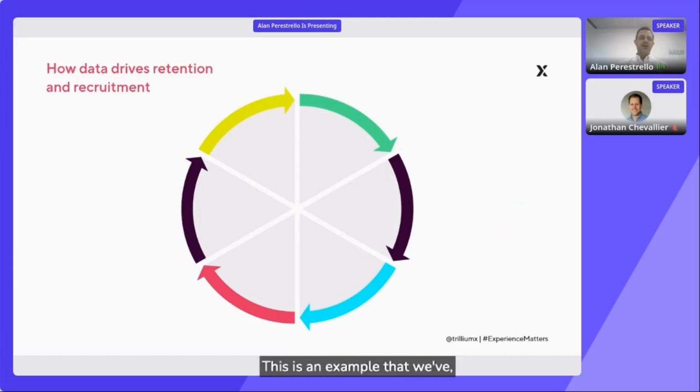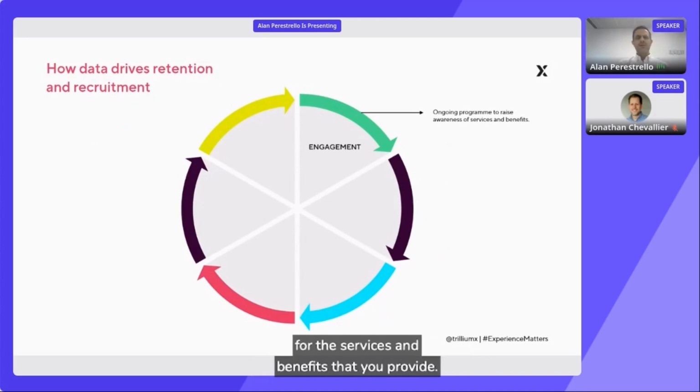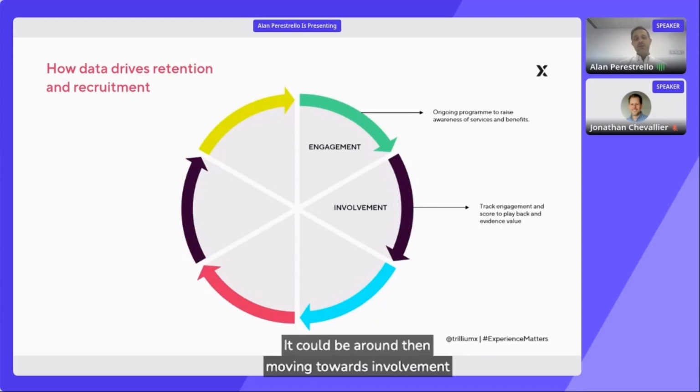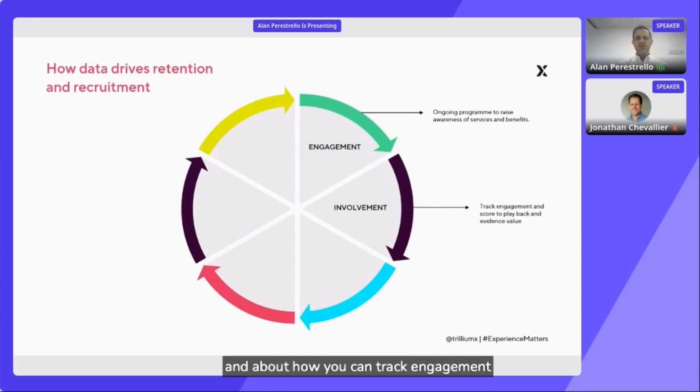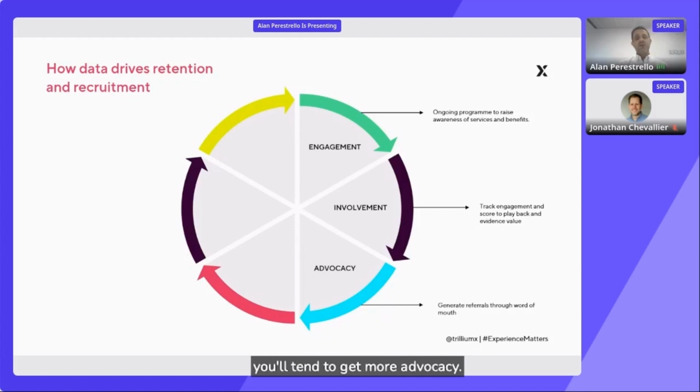This is an example that we've extracted from work with an existing client. It's about understanding how data drives retention and recruitment in what they call a virtuous circle. So it starts off with engagement, and that can be an ongoing program around awareness for the services and benefits that you provide. It could be around then moving towards involvement and about how you can track engagement and score and play back that to demonstrate audience involvement and their value.